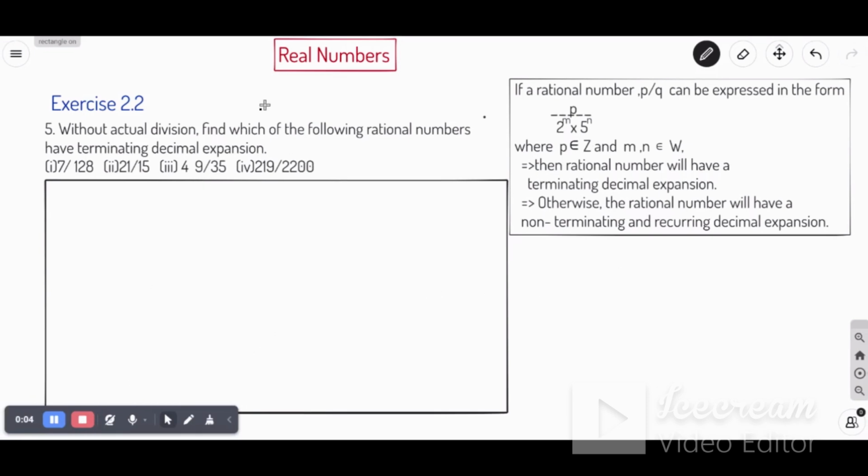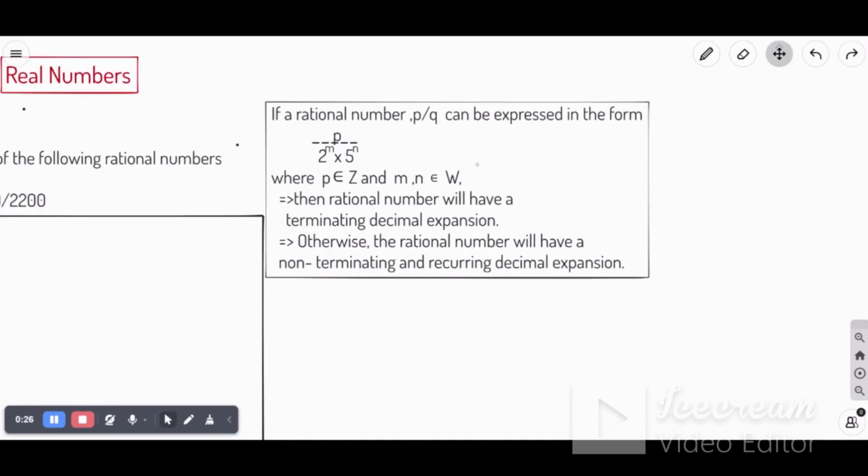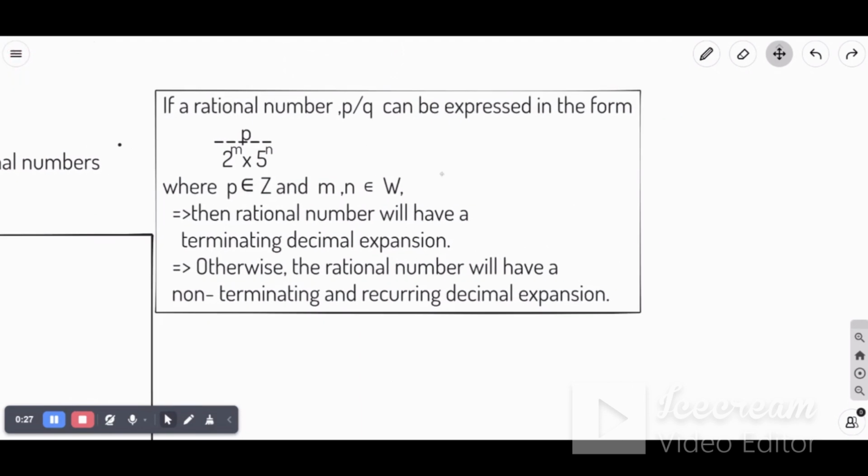Hi, let us start with Real Numbers, Exercise 2.2, question number 5 today. Without actual division, find which of the rational numbers have a terminating decimal expansion. Actually, if they ask without actual division, we can directly divide and find it, but there is also another easier form. So before going to the question, let's see what is the trickier solution for that.